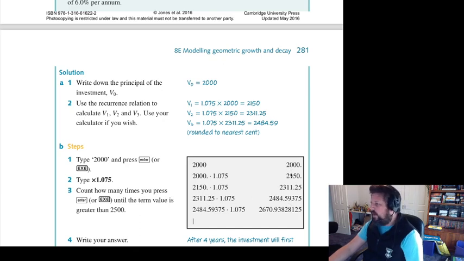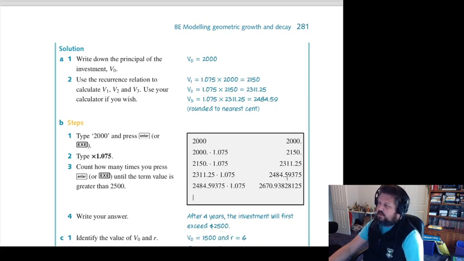You should be able to find out, okay, we clicked it once, twice, 3 times, 4 times, and it's come over $2,500. You can see here it's $2,670. So that's when it becomes greater than or exceeds $2,500. That's a nice little trick that the textbook's showing you to work out how many years it's going to be until it's greater than 2,500. So you click it once, twice, 3 times, 4 times. So it's going to be 4 years, because you have to click the button 4 times until the investment's going to be greater than or exceed $2,500.